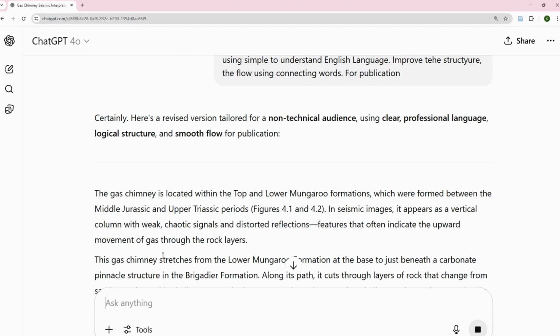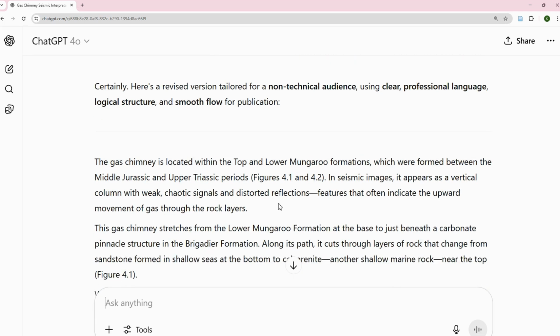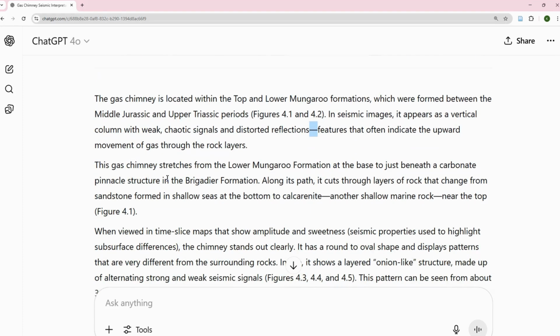So the gas chimney is located within the top, which were formed between the middle Jurassic. Yes, very easy way to understand that. In seismic images, it appears as a vertical column, very good, with weak chaotic signals and distorted reflections. These are features, remember this is a giveaway, this long hyphen, when you see it in any text, it's an AI generated text. Features that often indicate the upper movement of gas through the rock layers. Very simple to understand. The gas chimney stretches from the lower Mungaro formation at the base to just beneath a carbonate pinnacle structure in the Brigadier formation.